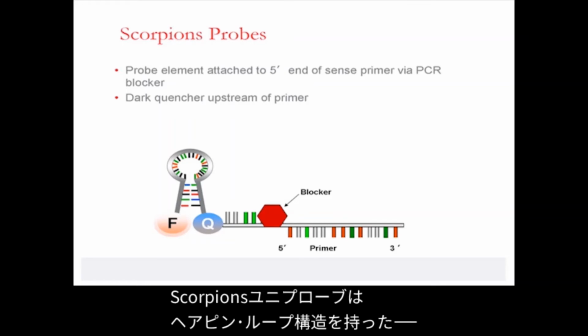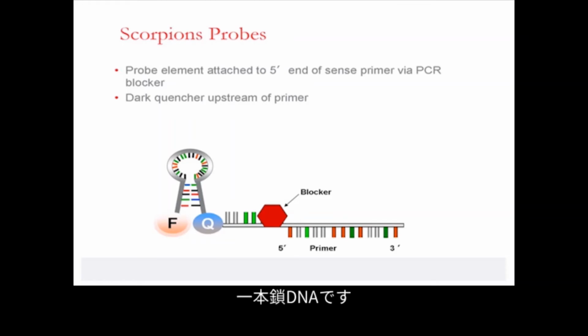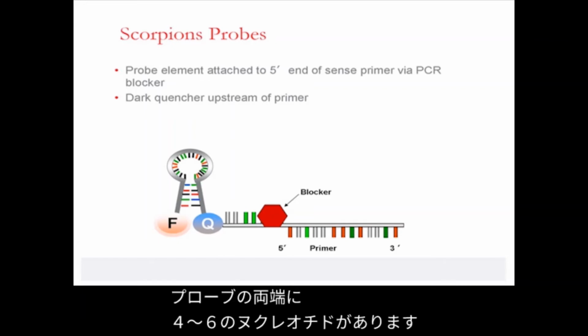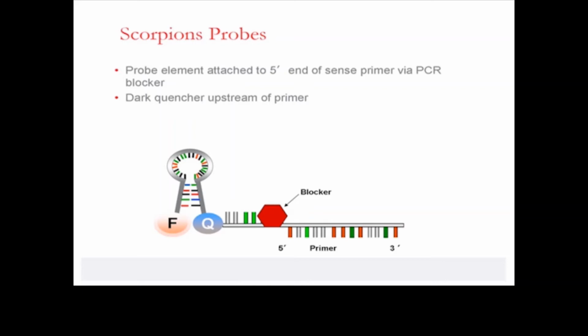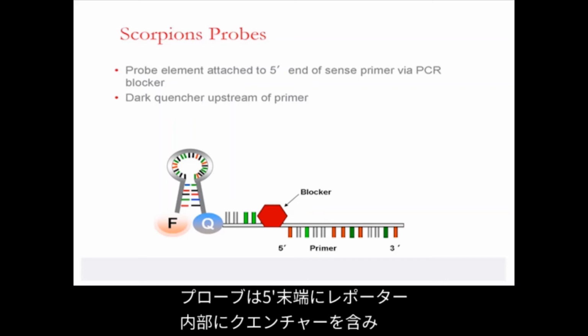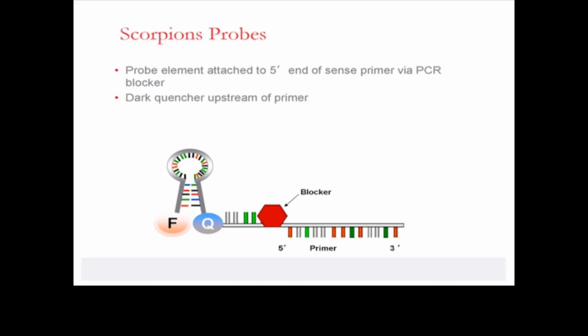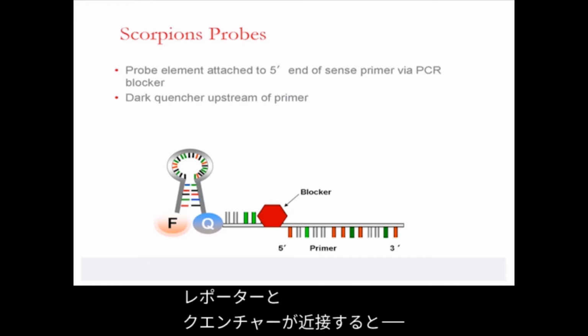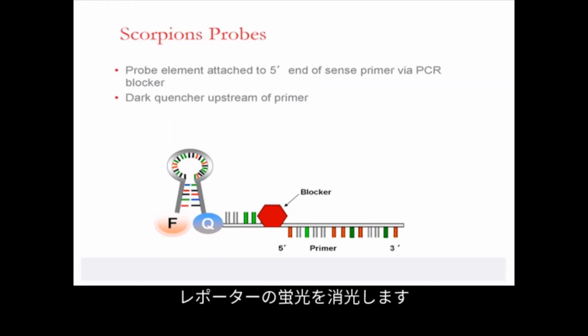Scorpion uniprobes consist of a single-stranded sequence held in a hairpin loop conformation, approximately 20 to 25 nucleotides, by complementary stem sequences, which are approximately 4 to 6 nucleotides on both ends of the probe. The probe contains a 5' end reporter dye and an internal quencher dye directly linked to the 5' end of the PCR primer via a blocker. The close proximity of the reporter dye to the quencher dye causes the quenching of the reporter's natural fluorescence, similar to the molecular beacons. The Scorpion probes are designed with a distance of more or less 50 base pairs from the primers.